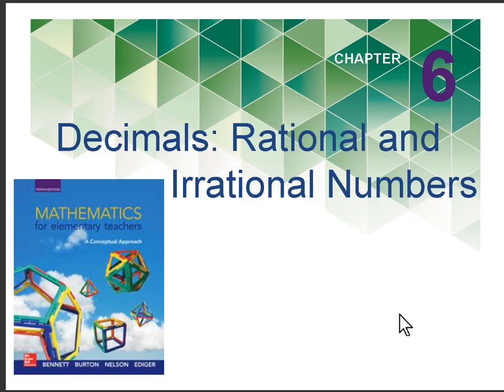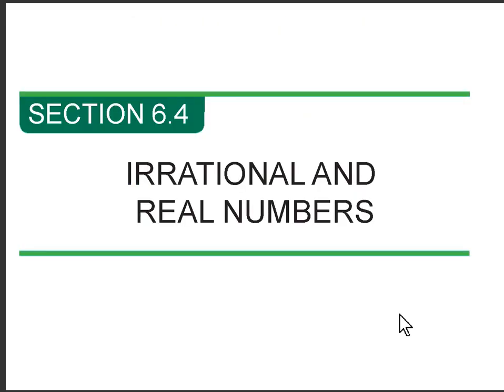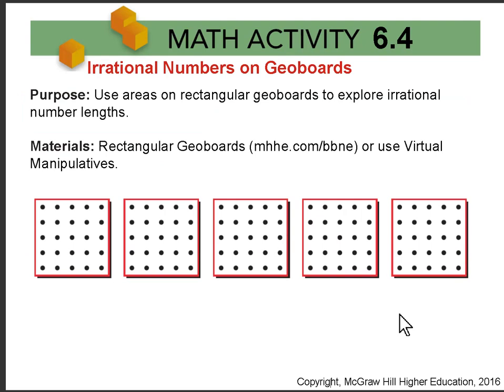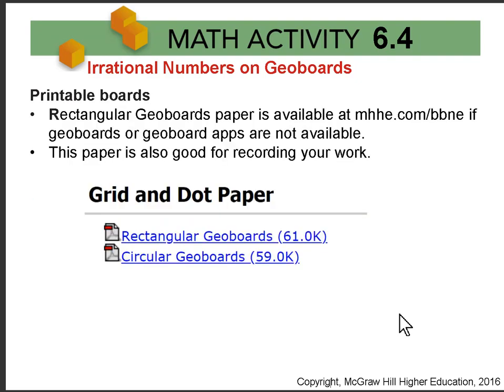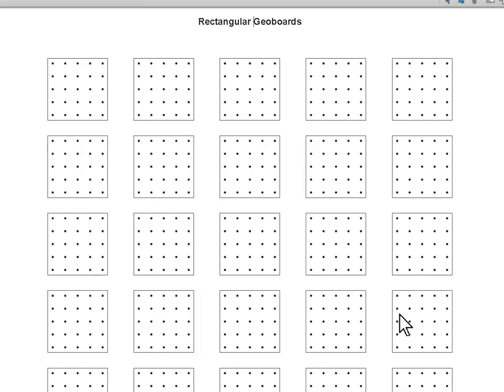This video is for Chapter 6, Section 6.4 for the math activity Irrational Numbers on Geoboards. We'll use rectangular geoboards and explore irrational number lengths. If you don't have a geoboard handy, and those are nice to use, you can use geoboard paper. It's available on our website and linked below the video.